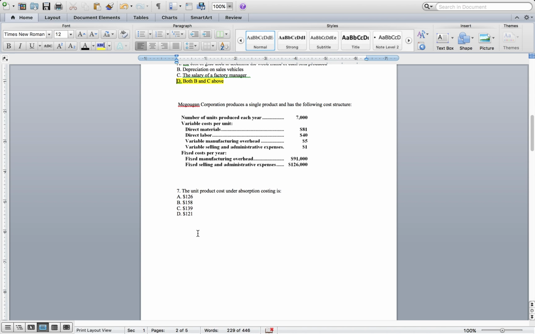Now, number 7 here says, Megan Corporation produces a single product and has the following cost structure. It says here, number of units produced each year, the unit product cost under absorption costing. Well, the first thing you got to calculate before we go any further is the unit fixed manufacturing overhead. Remember, to get this, take your fixed manufacturing overhead, which is 91,000, and divide by the units, which is 7,000. So when we do this, that'll be $13.